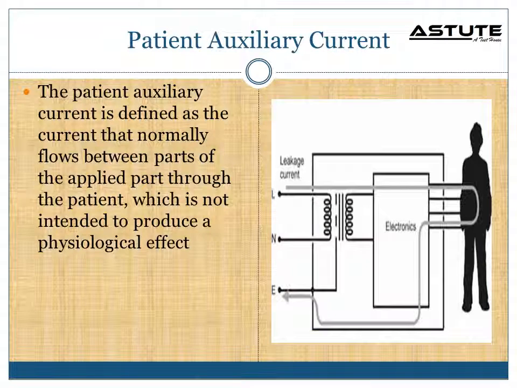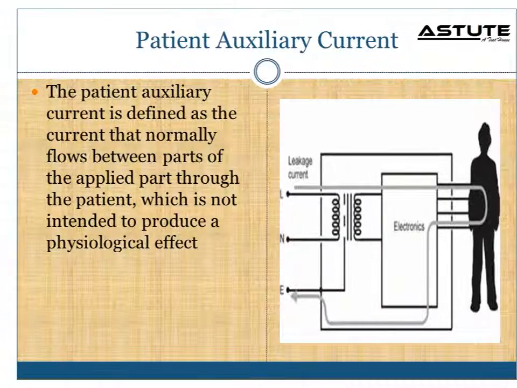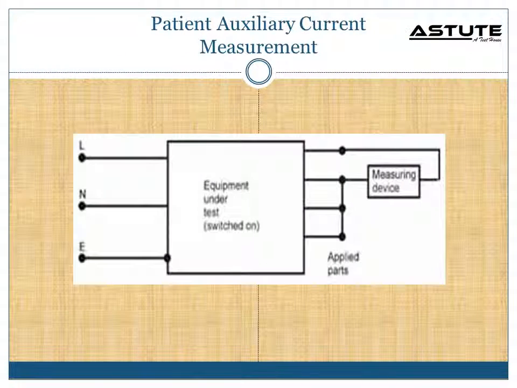Patient auxiliary current is the current flowing between patient connections that is not intended to produce an effect in the patient. This is the patient auxiliary leakage current measurement method.